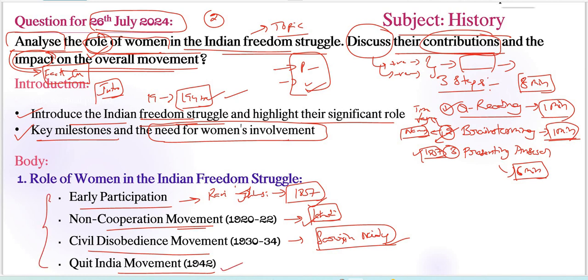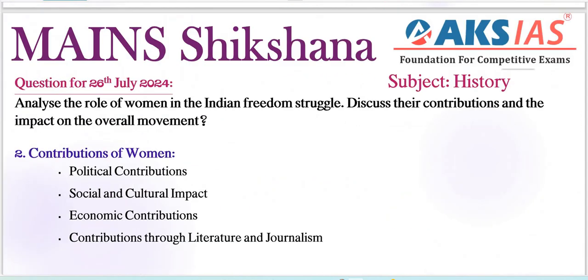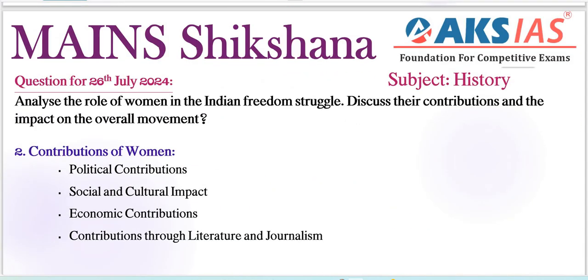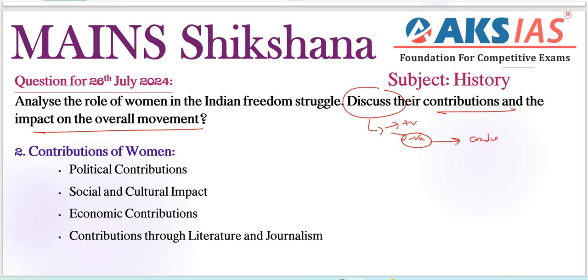We need to focus only on the role of women in the particular Indian movement. So next, we need to go to the next part. What is the next part here? We need to follow our question tag: discuss their contributions and the impact on the overall movement. Here, along with the needed measures, we can take positives and negatives also. Negatives means some exceptions to the role played by women. We can include this in the conclusion part.